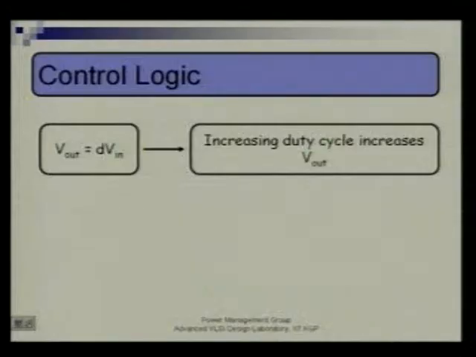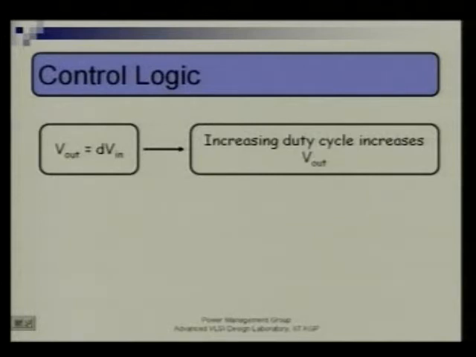So V out equals d times V in. This tells us that increasing the duty cycle will increase the output voltage. Now just look at the cause-effect relationship. When I say increasing duty cycle increases V out, that means I am considering duty cycle as the cause and V out as the effect. You must take care of the causality.